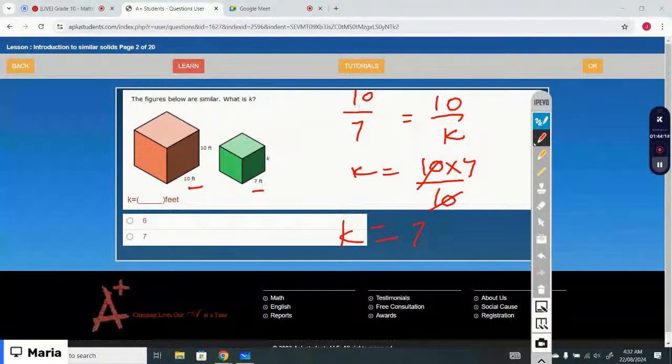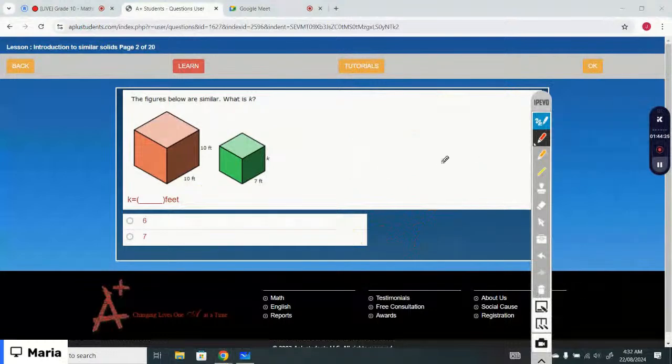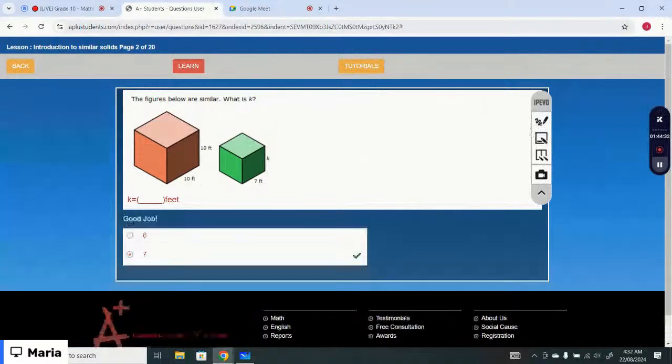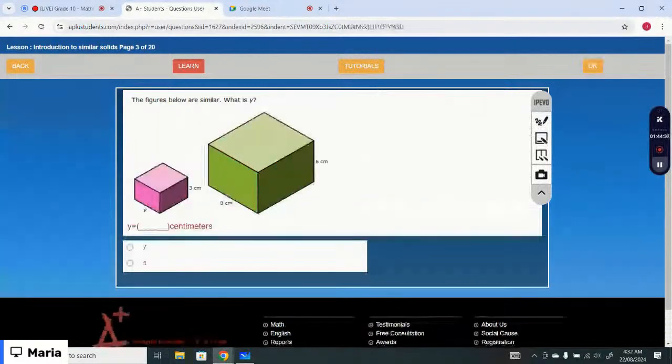Okay, let's just move on to the next one. The correct option is K equals 7. Okay, the figures below are similar. Solve for Y. So which is the correct option? You can solve and write the correct option in the chat box.